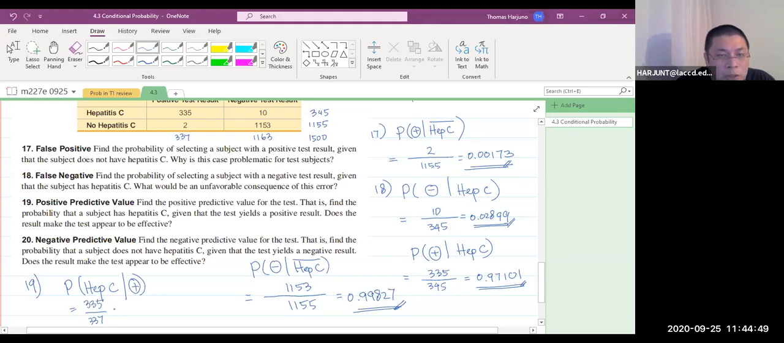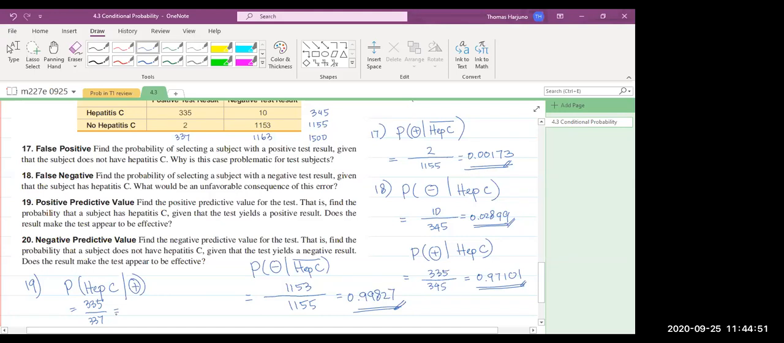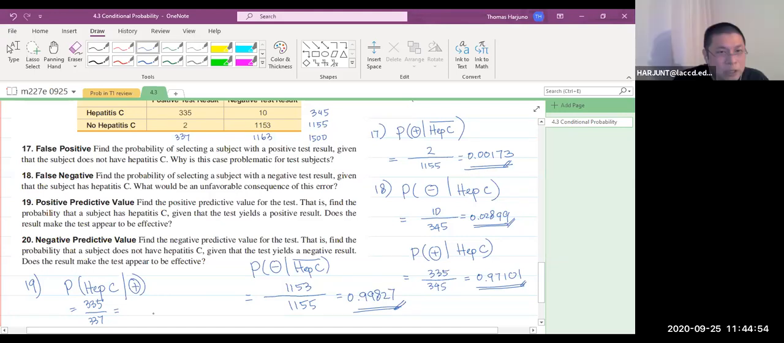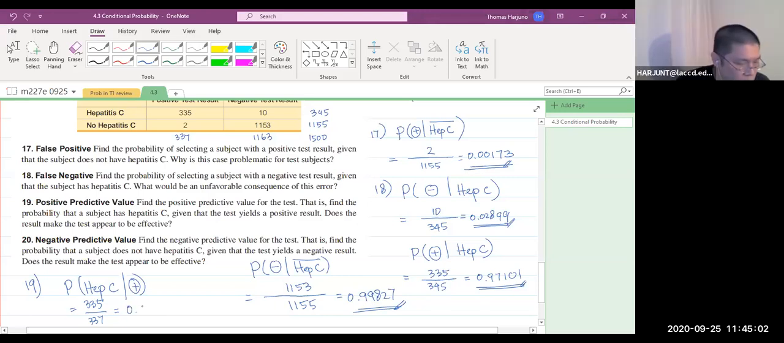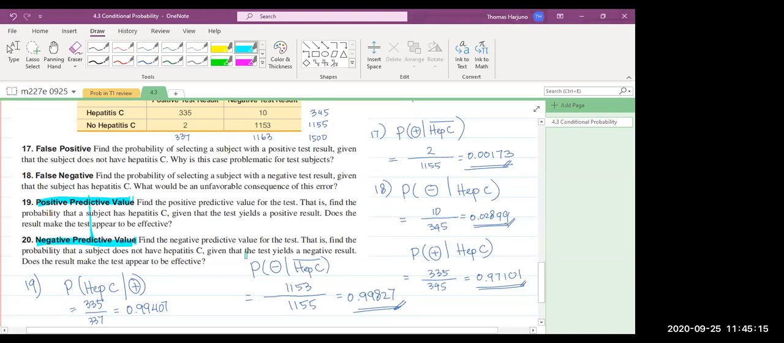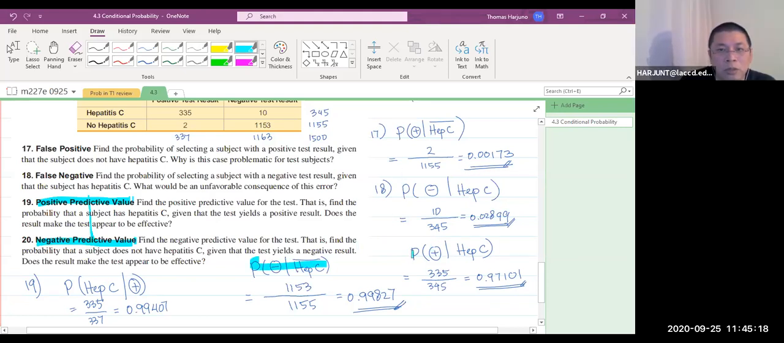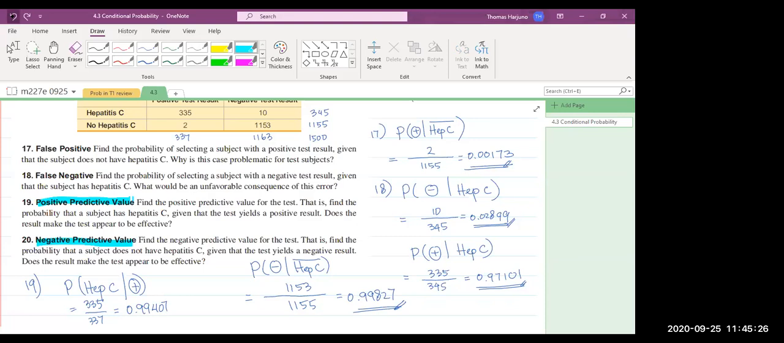Yes, this is the correct one: 335 divided by 337. So this will be 0.99407. Thank you. I didn't read the question. I just assumed that because I read from the positive predictive value. I read from those two and assumed these two things, but my assumption was wrong. My bad.